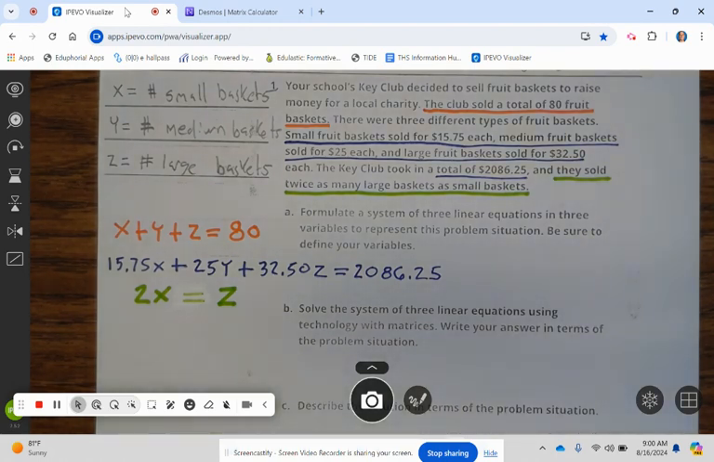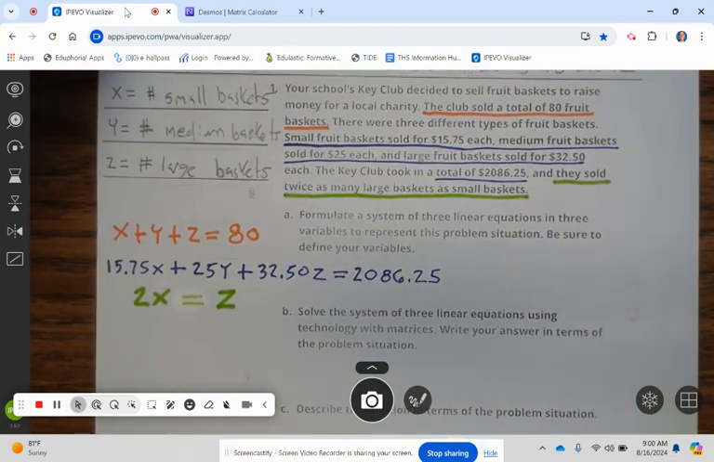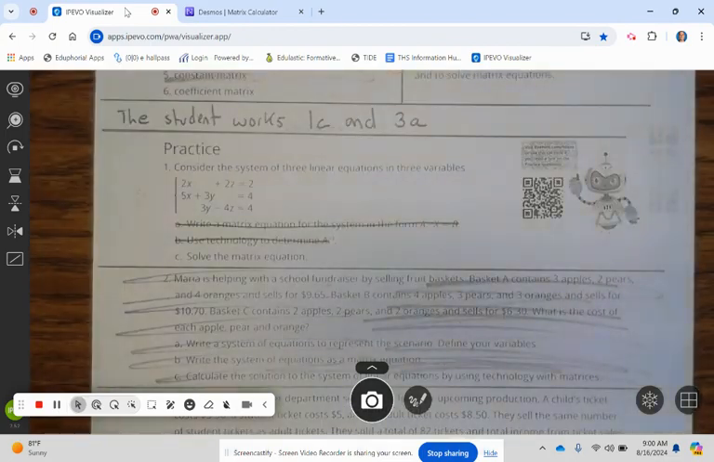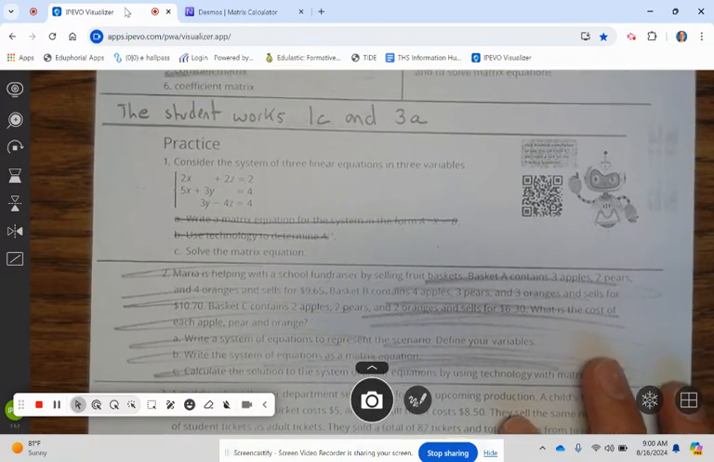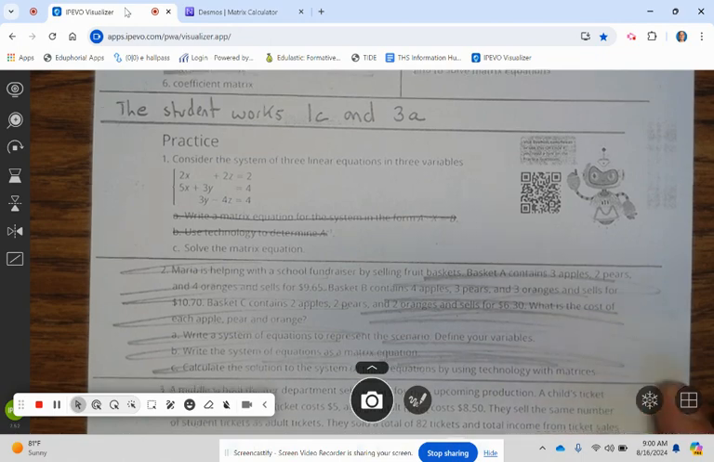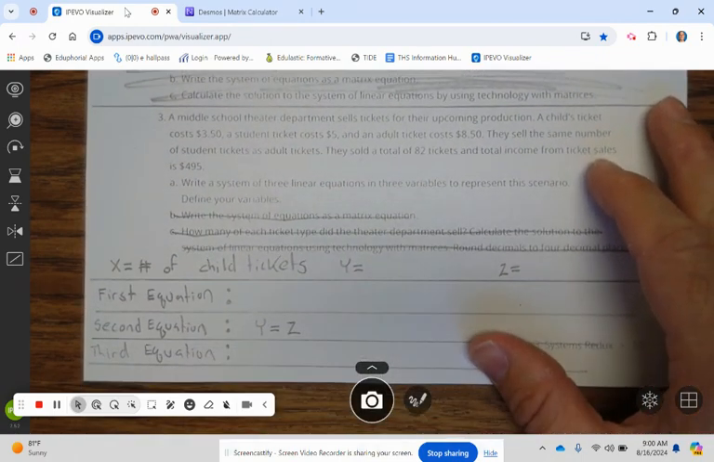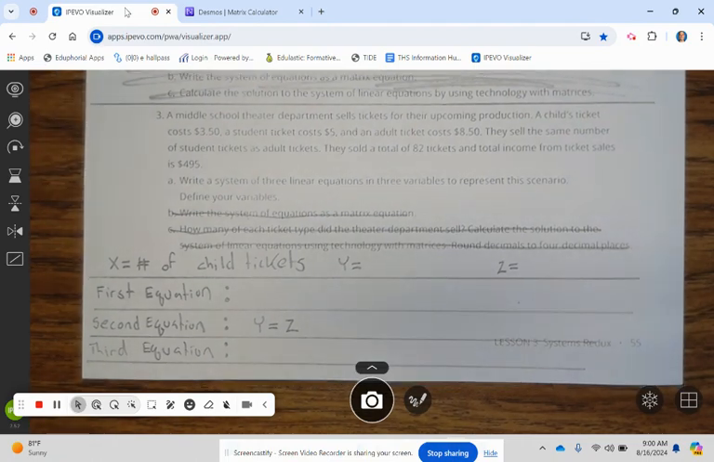All right, let's take a look at the next page. Go ahead and mark out the right part, and you can read the remember if you want. The student works 1C and 3A. All right, let's take a look at the next page.